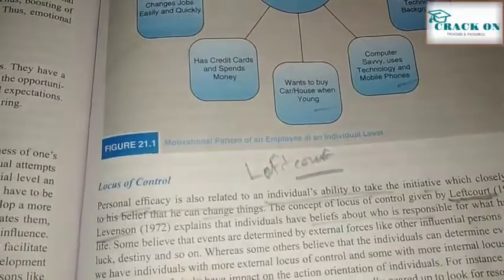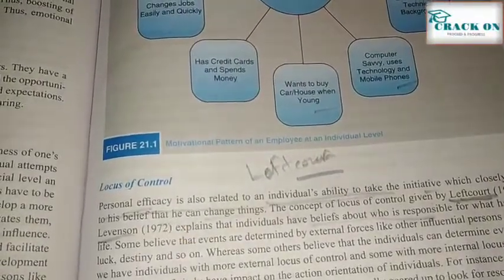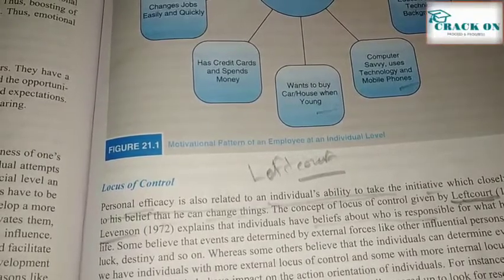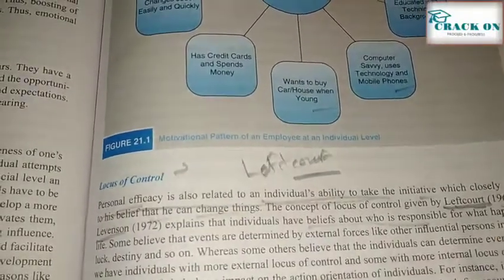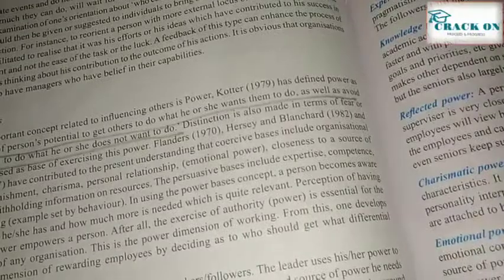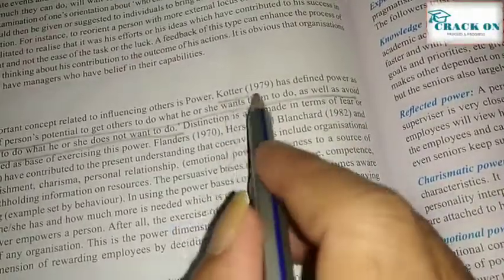There may be a question like: a person sufficiently who has the ability to control, to take the initiative, what is that? The term is locus of control, LOC. Remember this. Next one is power basis. This term has been given by the quota.